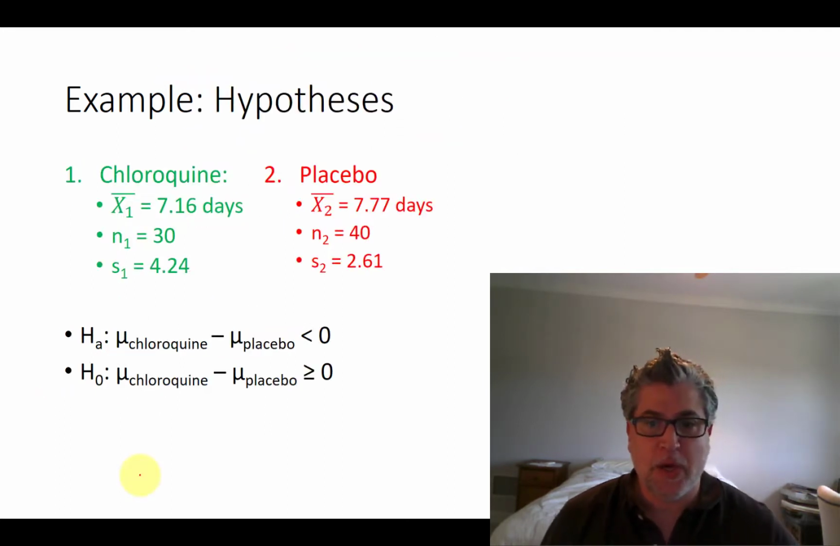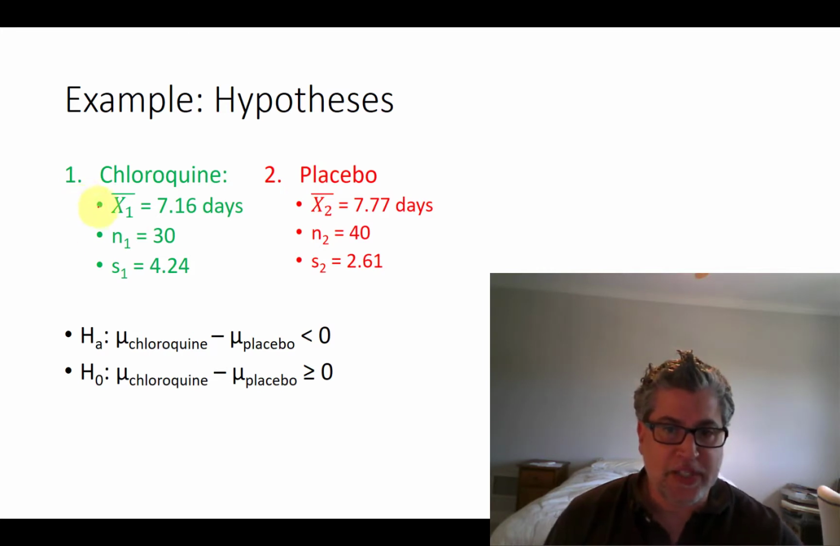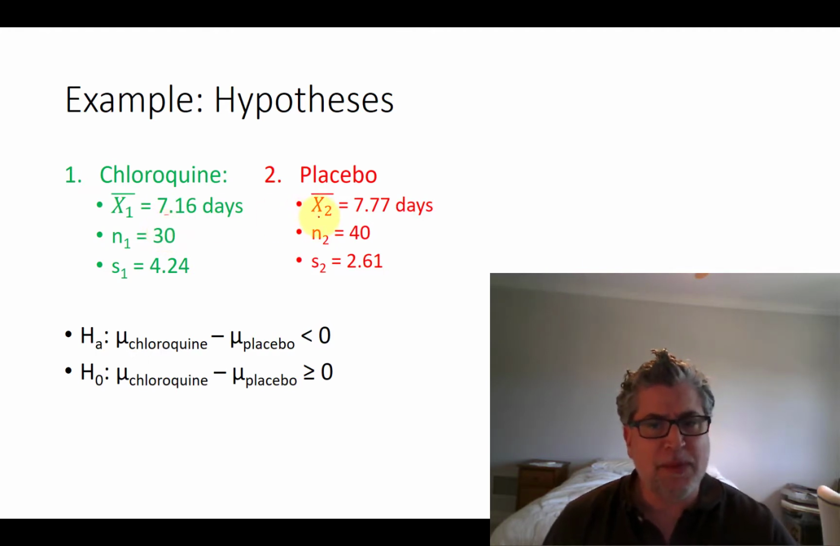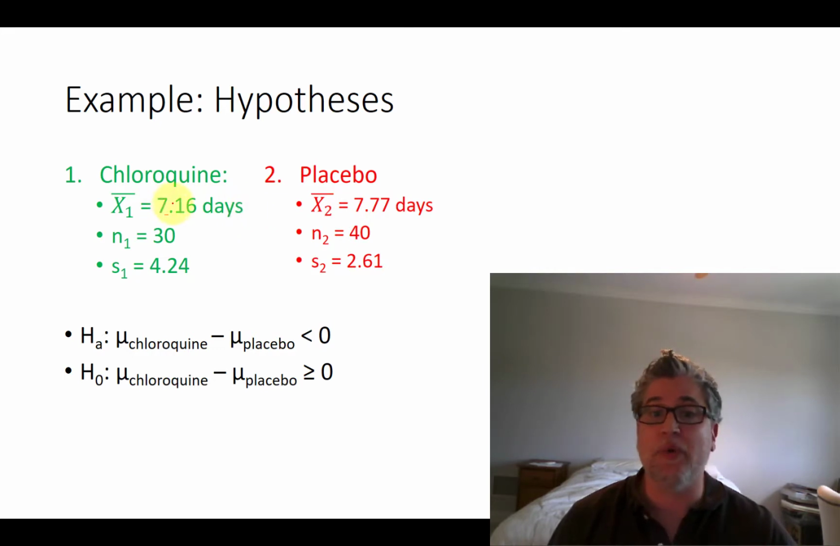We collected our sample, and we gave the people the chloroquine, and they got better in a little over 7 days, versus the placebo, where it took almost 8 days to get better. So hey, this is looking good for chloroquine. 7.16 is definitely less than 7.7.